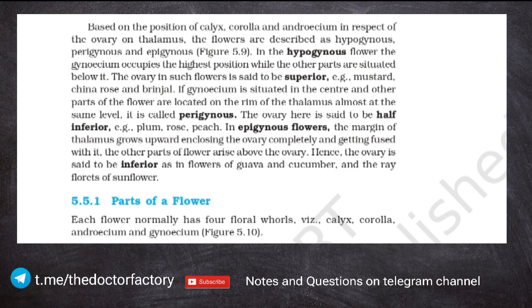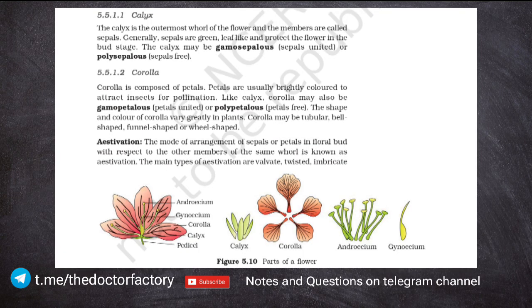5.5.1 Parts of a flower. Each flower normally has 4 floral whorls: calyx, corolla, androecium and gynoecium. 5.5.1.1 Calyx. The calyx is the outermost whorl of the flower and the members are called sepals. Generally, sepals are green, leaf-like and protect the flower in the bud stage. The calyx may be gamosepalous or polysepalous. Gamosepalous means sepals united; polysepalous means sepals free.